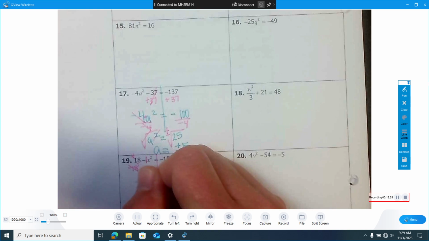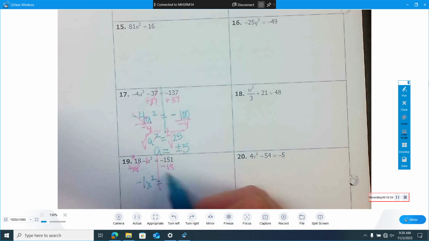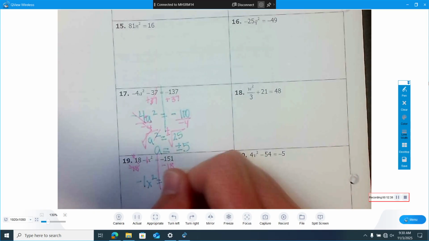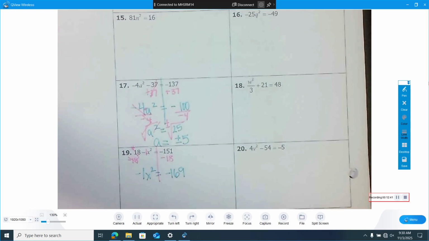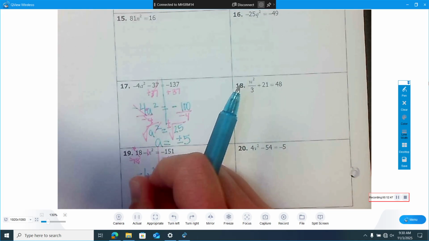I'm left with negative 1x squared equals, now I have a whole lot of negatives here. How many negatives in all? Negative 169. Very good. And this is negative 1 times x squared.